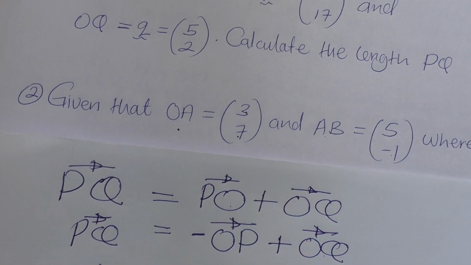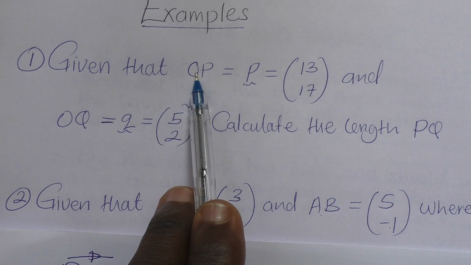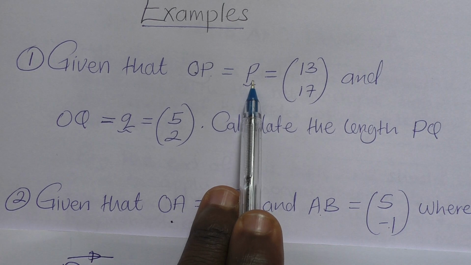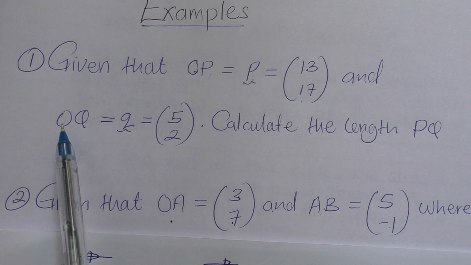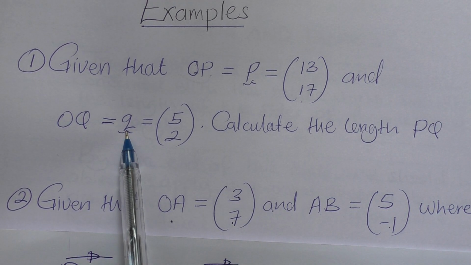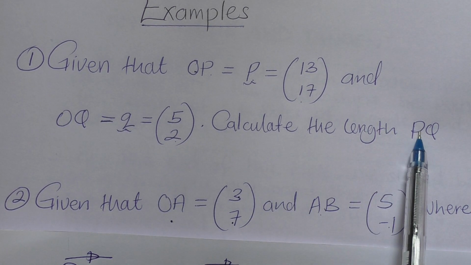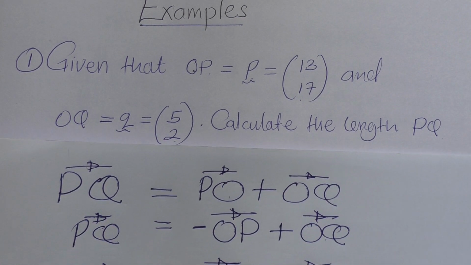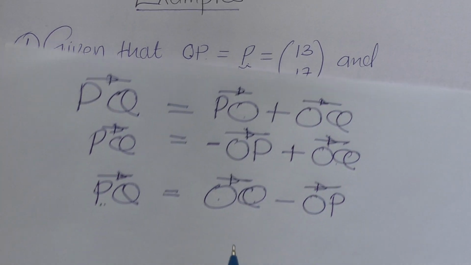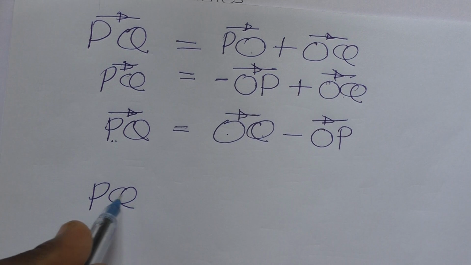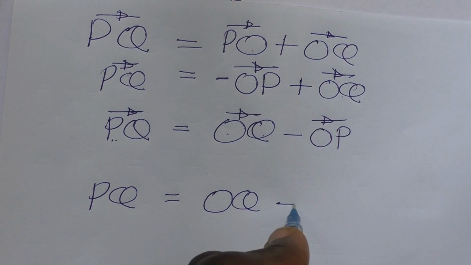We have example 1, which says that given that OP is equal to vector P, which is (13, 17), and OQ equals vector Q, which is (5, 2), they want us to get the length PQ. So in finding the length PQ, PQ will be given by OQ minus OP.